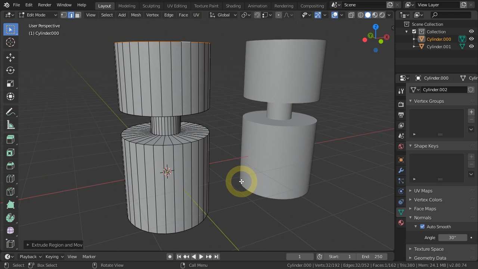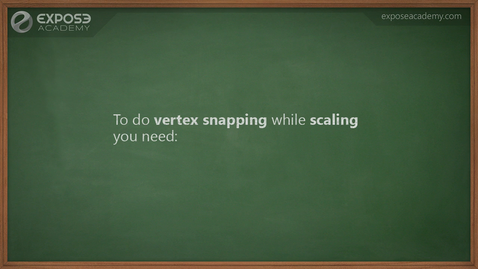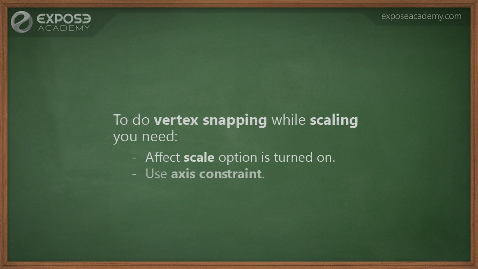So again, to recap, to be able to scale and do vertex snapping at the same time, you need to make sure of the following. First, make sure you have the scale option turned on in the snapping effect option. Then you need to constrain the axis when scaling. This is important because without it, Blender will have no idea in which direction the snapping should be aligned to. So that is how you scale and snap at the same time in Blender.